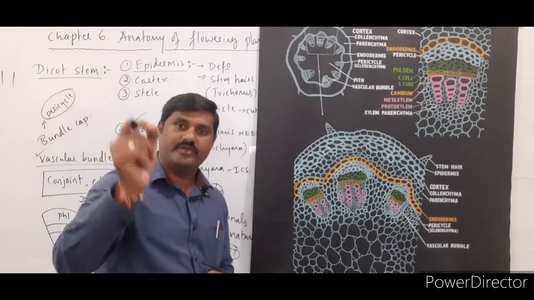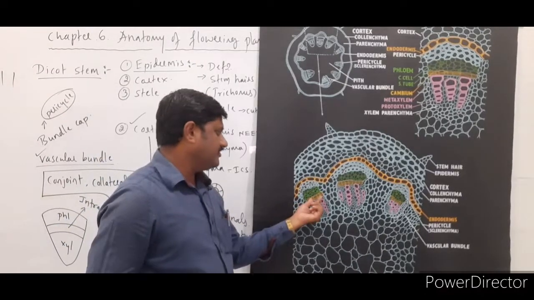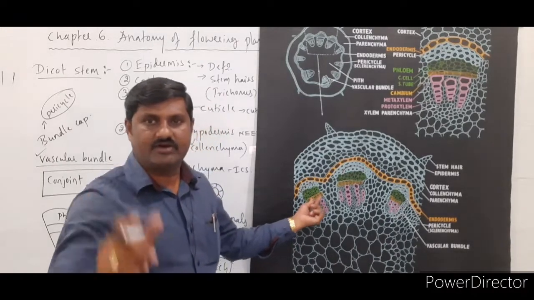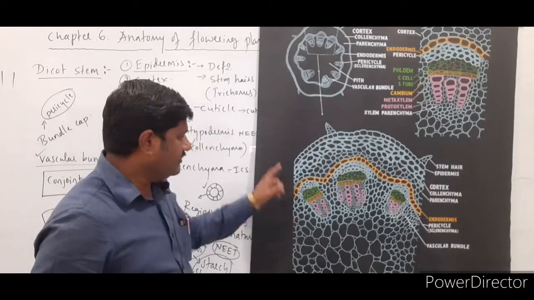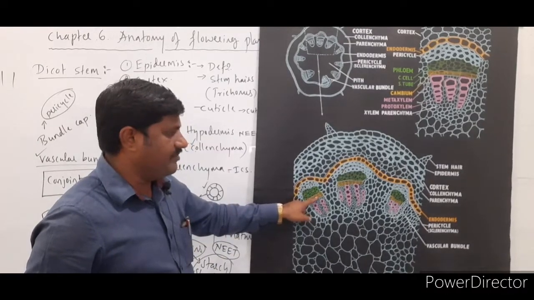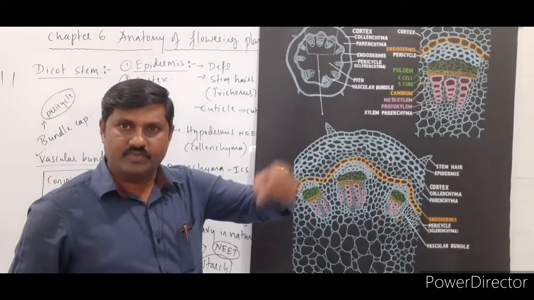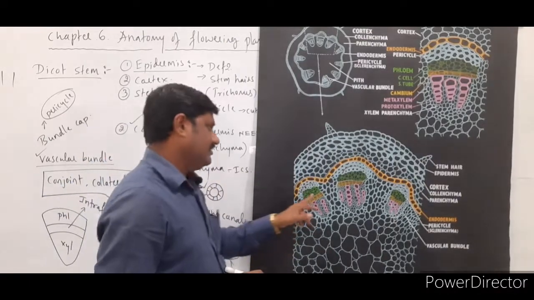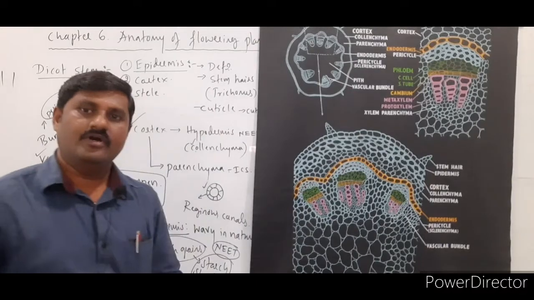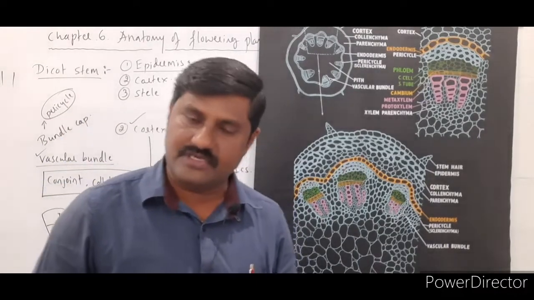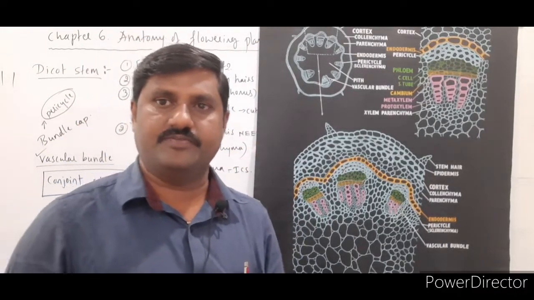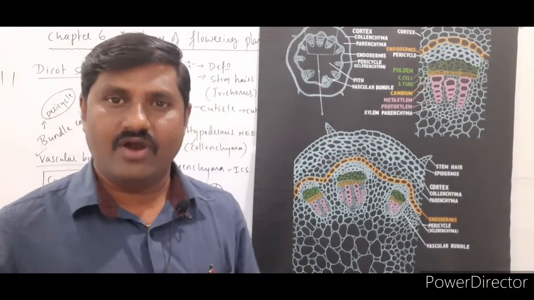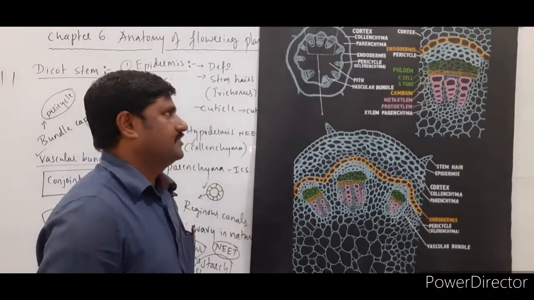And one more point to be noted over here. Intrafascicular cambium is responsible for secondary growth in dicot stem, right? This intrafascicular cambium is absent in the case of monocots, hence there is no secondary growth in monocots. So intrafascicular cambium, or simply vascular cambium, is responsible for secondary growth in the dicot stem, right? I hope it is very clear to you.